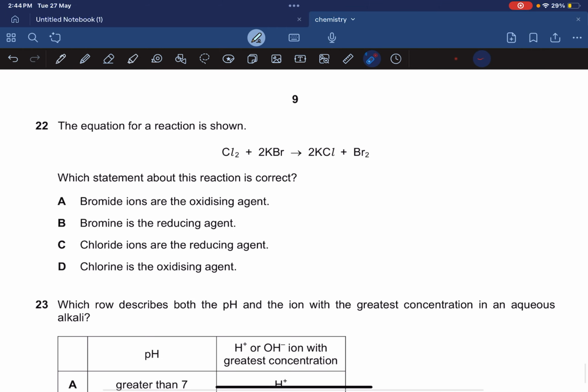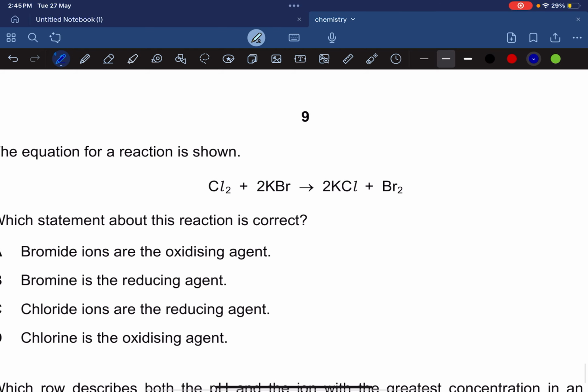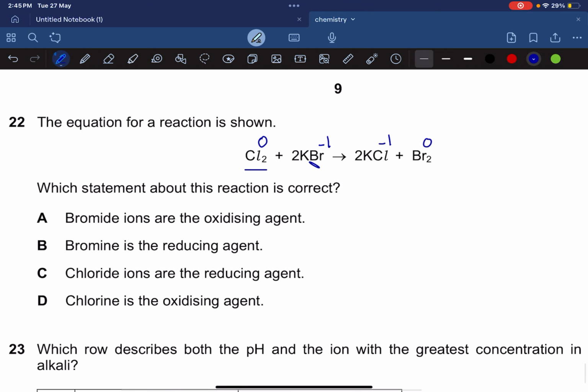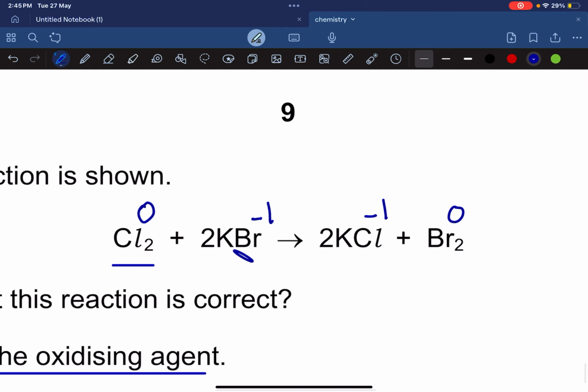The equation for the reaction is shown. Which statement about the reaction is correct? Okay, let's see the oxidation states over here, because I know it's going to be something related to oxidation. Chlorine, in elemental form, has an oxidation state of 0. Bromine has a -1. It's not bromine, it's bromide over here. Chlorine over here -1, and bromine over here 0. Which statement about the reaction is correct? Bromide ions are the oxidizing agent. Let's figure it out ourselves. So chlorine from 0 to -1, that is for sure reduction. Chlorine is being reduced, and the substance that is being reduced is the oxidizing agent.